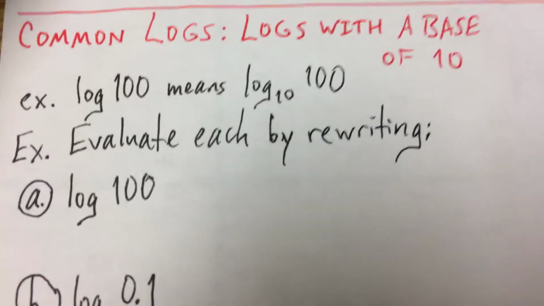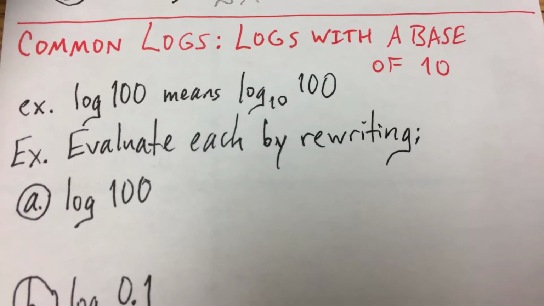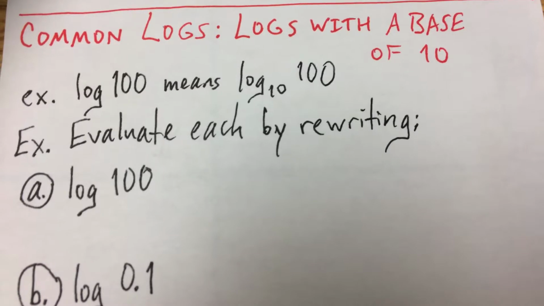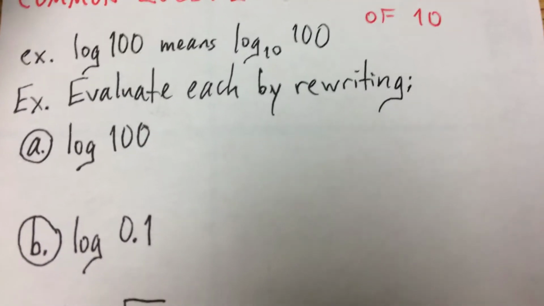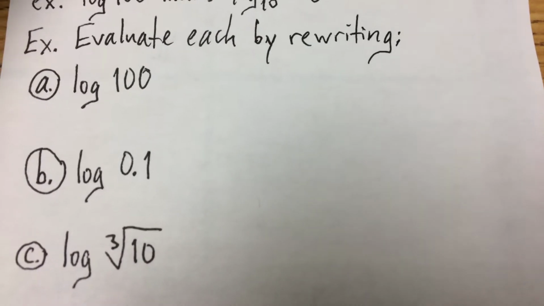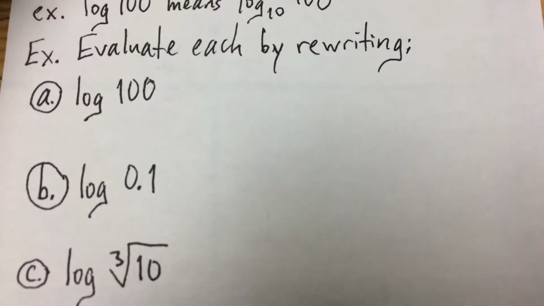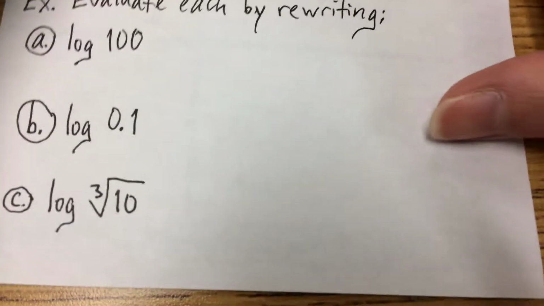On your calculator, you have a button that says log. That's talking about this common log. If there's no base, then you can just assume the base is 10. So we'll evaluate some of these logs. These are all common logs. It says evaluate each by rewriting. That means we're going to have to reconceive this as something in exponential form.